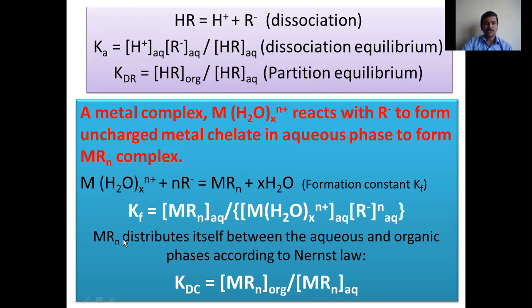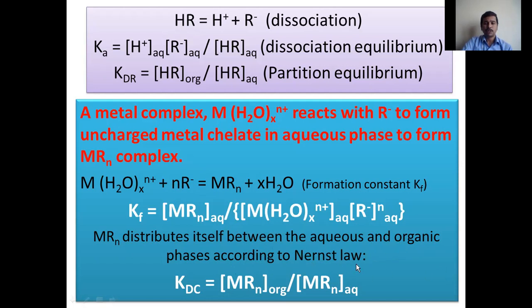Because MRn is uncharged, whatever amount of MRn forms must be able to be transferred into the organic phase in the extraction process. So when you extract the aqueous layer with a suitable organic solvent, the organic solvent will transfer MRn from the aqueous layer to the organic layer. Therefore, MRn has the ability to distribute between the aqueous and organic phases.